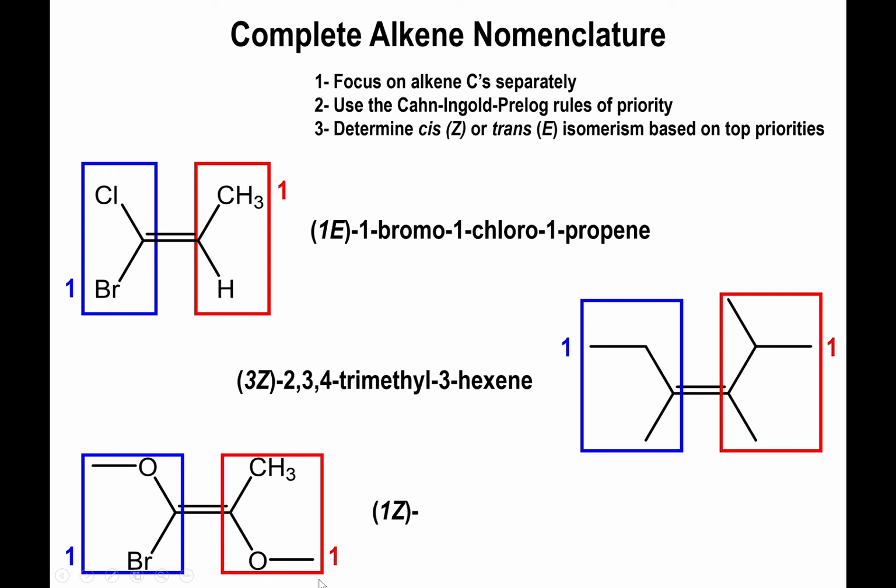So we're going to first start by naming the configuration 1Z. Then we have to introduce the bromo group, followed by the methoxy, right? And don't forget to use the numbers to tell where the methoxy groups are located. And of course, one propene.